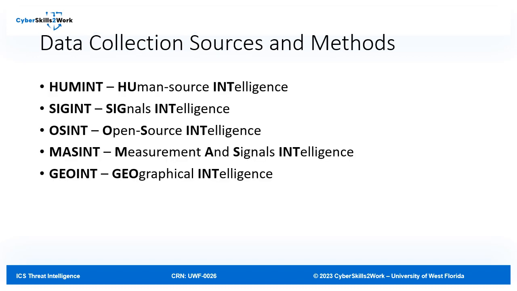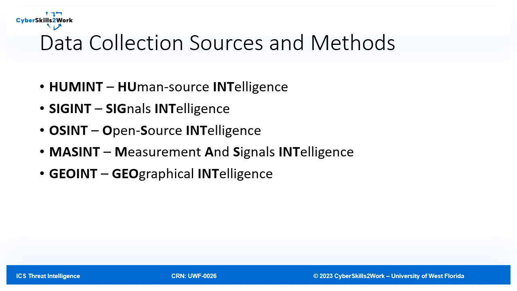Human intelligence, or HUMINT, is intelligence derived from information collected and provided by human sources. Signals intelligence, or SIGINT, is gathered from data transmissions including communications intelligence, COMINT, electronic intelligence, ELINT, and foreign instrumentation signals intelligence, FISINT. SIGINT includes both raw data and the analysis of the data.